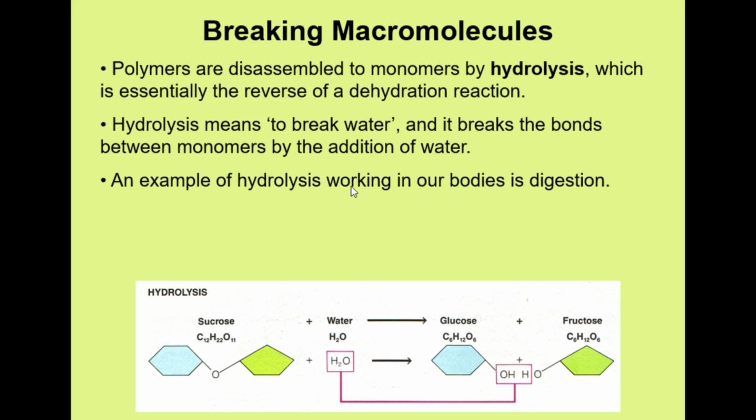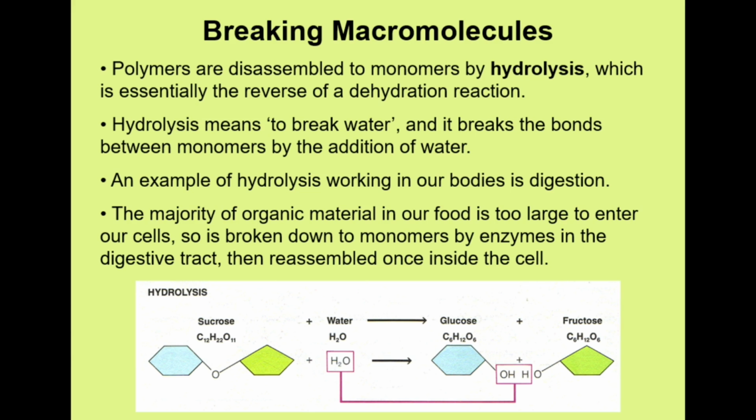So the classic example of hydrolysis working in our bodies then is digestion. Every time we consume carbohydrates or proteins, we have to break those big molecules down into their monomers, and we do it through hydrolysis. And this just confirms what I've already said. The majority of organic material in our food is far too large to enter our cells, so it's broken down to monomers by enzymes in the digestive tract. And then once it's inside the cells, it can be reassembled into whatever the cell needs. So those are the processes of dehydration synthesis and hydrolysis. And I'll revisit these again in the next session because they are very important.